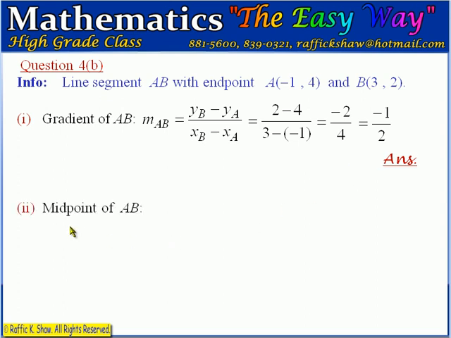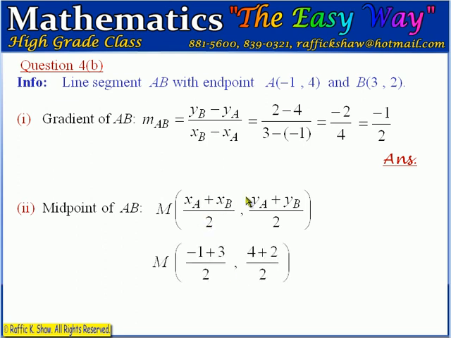Next, we are asked to calculate the midpoint of AB. The midpoint of AB is calculated using a simple formula: the average of the x values between the 2 points and the average of the y values between the 2 points. So this is the x coordinate at the midpoint, the average of the x values, and this is the y coordinate at the midpoint, the average of the y values. And so we just simply need to substitute the values in this formula right here.